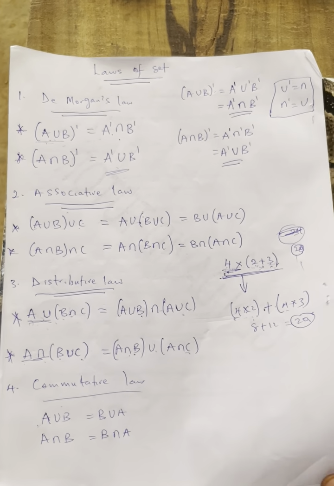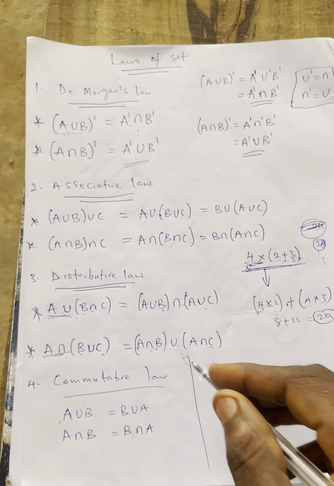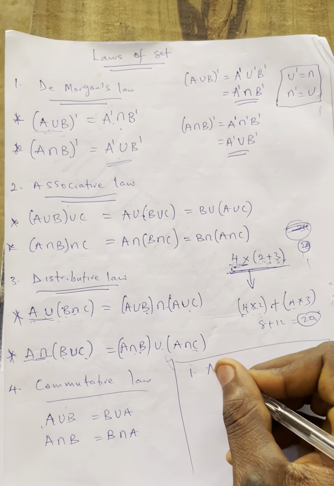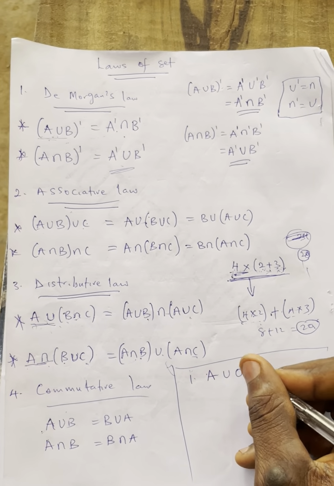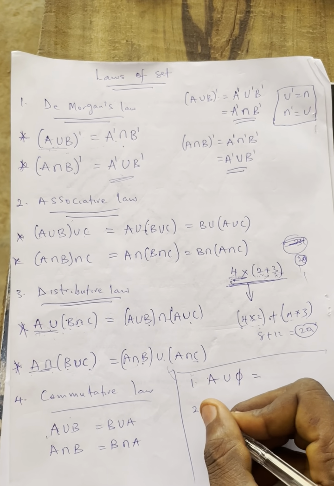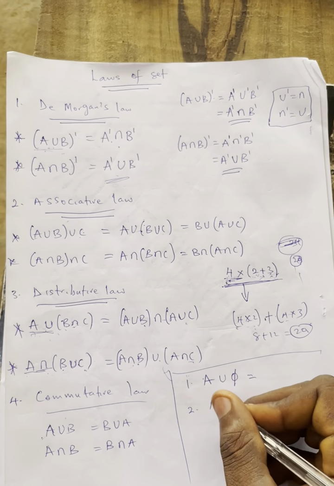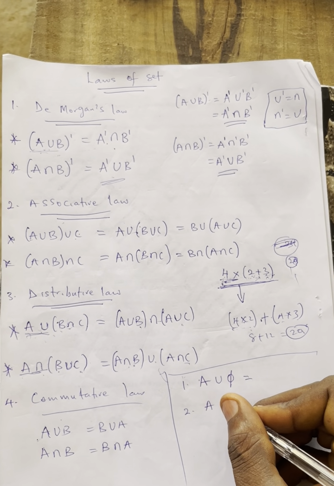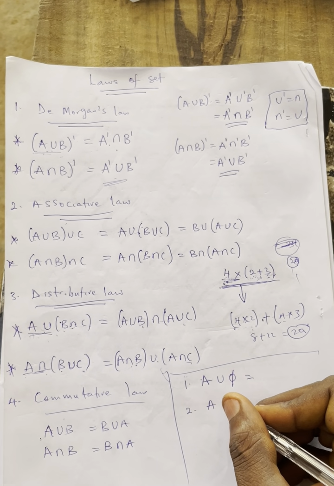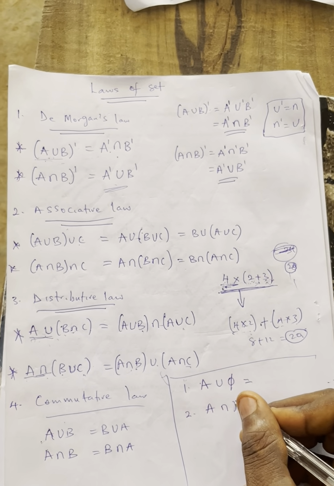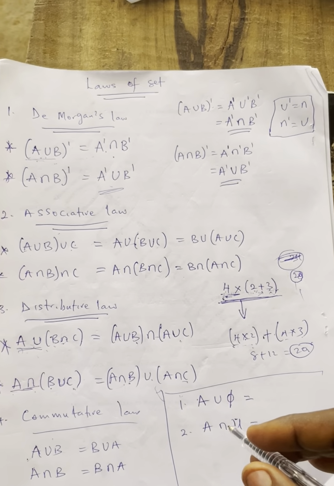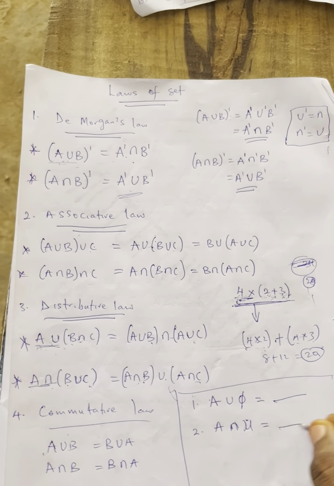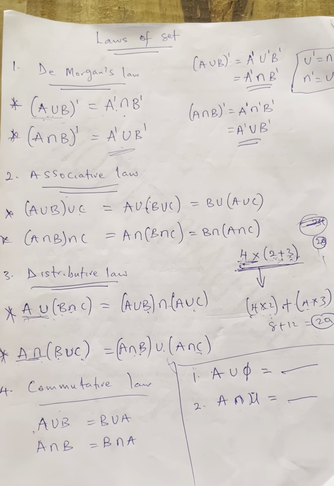Now this is where we are going to stop for today. At the comment section, I want you to give me the answer to this one. Number 1, what if you have A union empty set? What's the answer? And number 2, let me give you another one: A intersection universal set. What's the answer? At the comment section, let me have the answer to this.